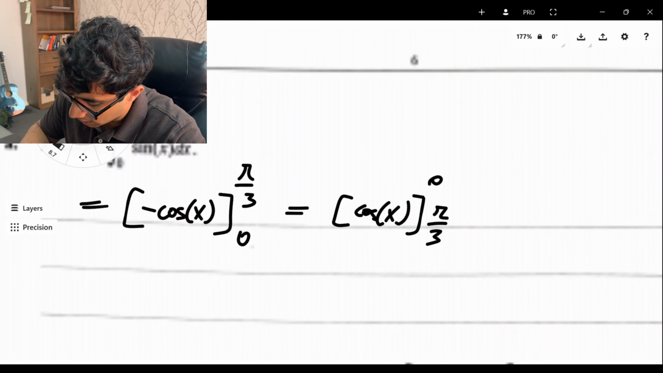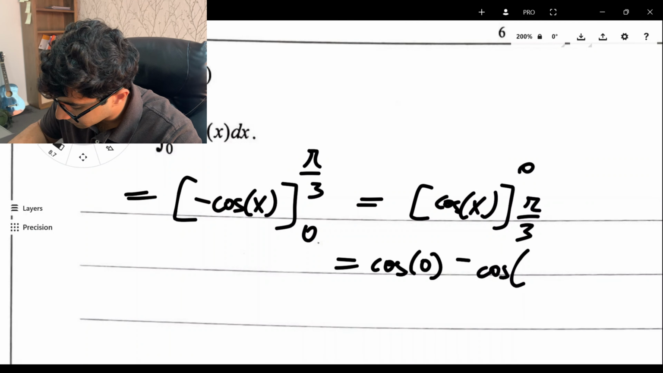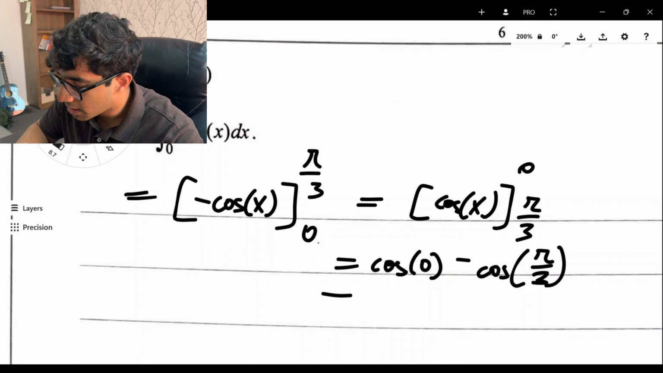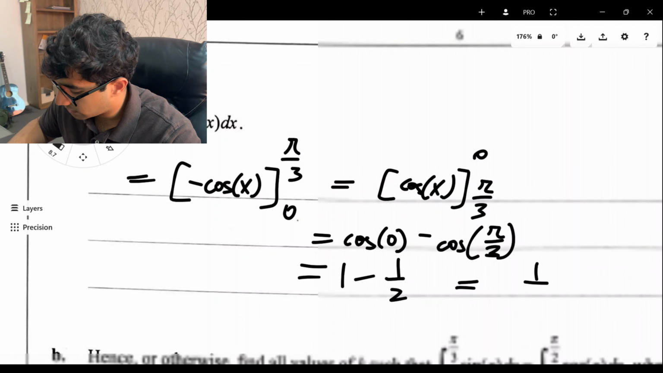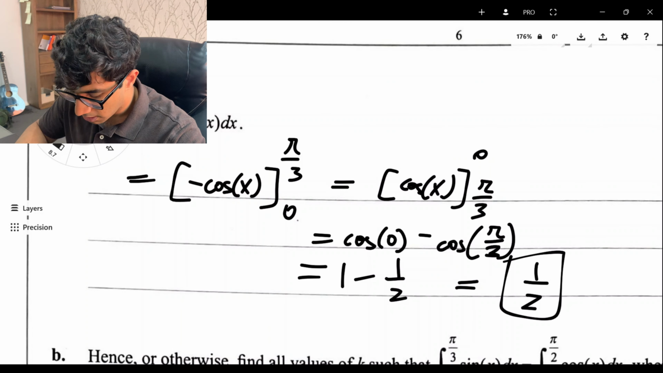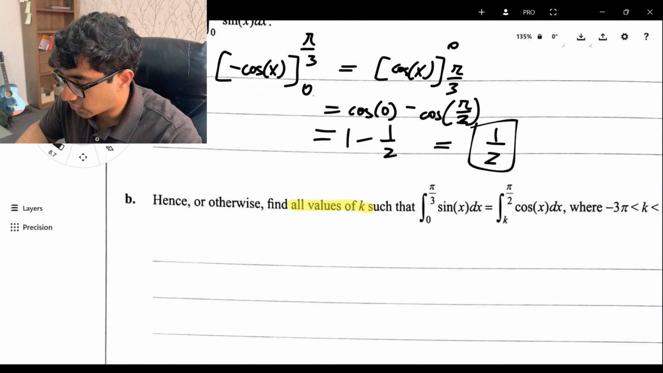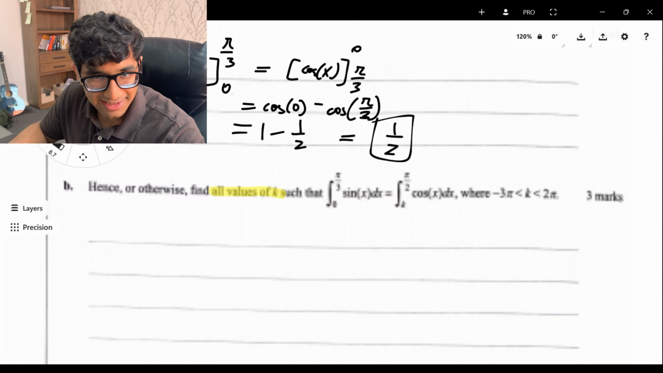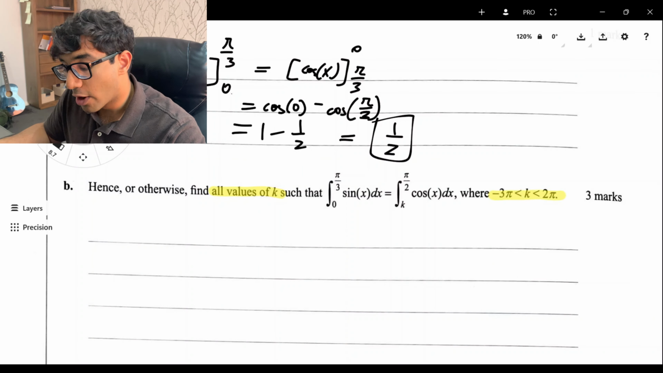Which is going to equal cos of 0 minus cos of pi over 3, which is going to equal 1 minus 1/2, which is just 1/2. Simple enough. There you go. Hence or otherwise, find all values of k such that this thing is equal to that thing. The two integrals are equal to each other. So how are we going to actually find this?